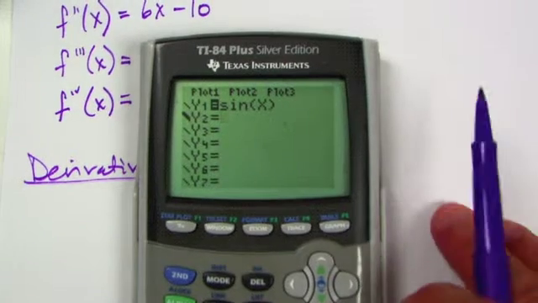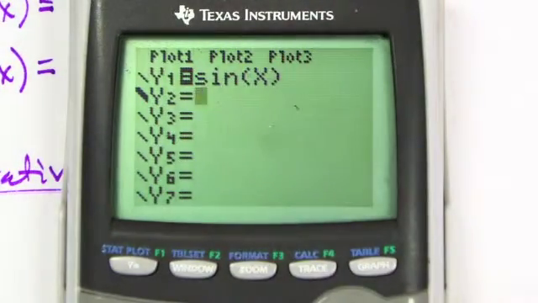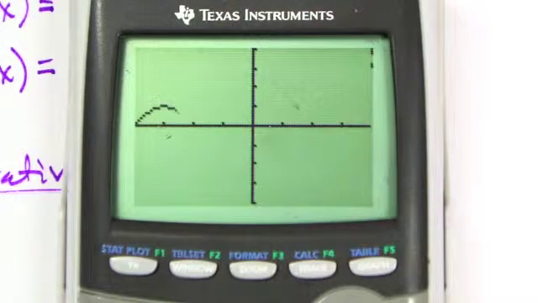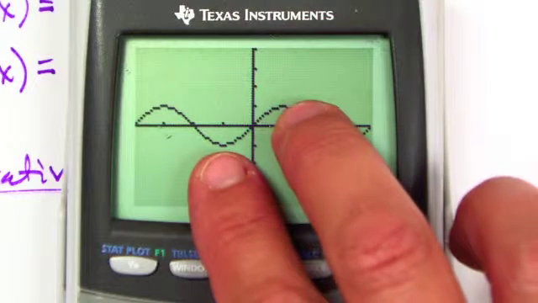Okay, so let's take a look at the graph of y equals sine x. I'll put it on the trig window. And there it is, right? We're all familiar with what sine x looks like, okay? So tell me about the derivative from here to here.